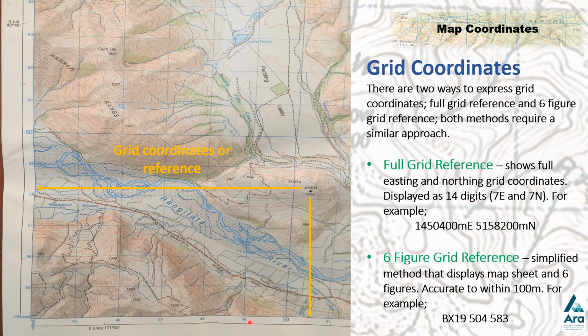Now there are two methods or two ways to express grid coordinates. You have a full grid reference, which ends up with a 14-digit number, which is a bit more detailed, or a 6-figure grid reference, which is a bit more simplified, and you would end up with 6 digits down here. Now we'll just look at both of those individually.